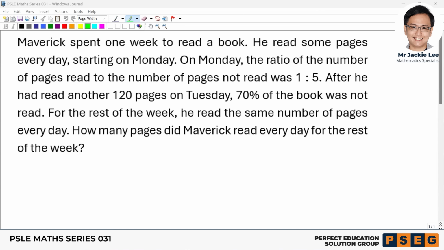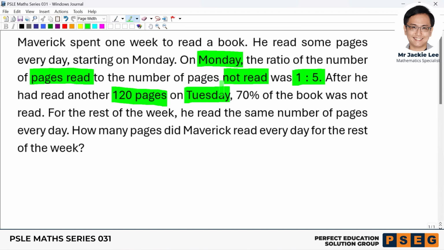In this question, Merrick spent 1 week to read the books. He started on Monday. The ratio of the number of pages that he read to not read is 1 to 5. After that, on Tuesday, he read another 120 pages. Then by then, 70% of the book is actually still not read.